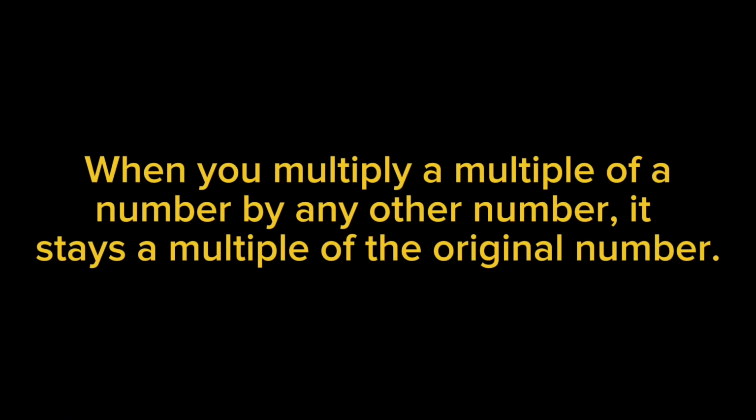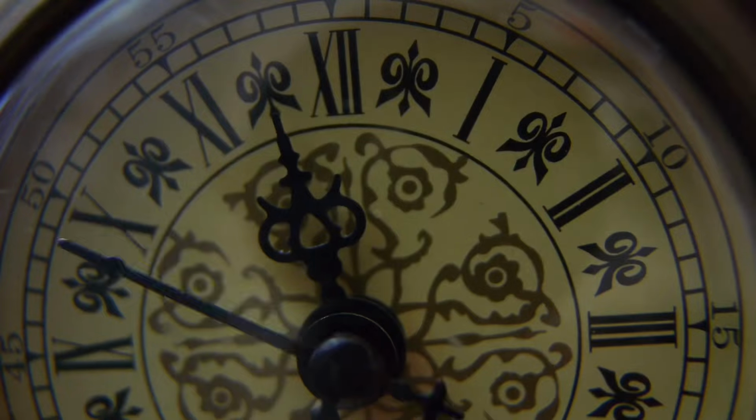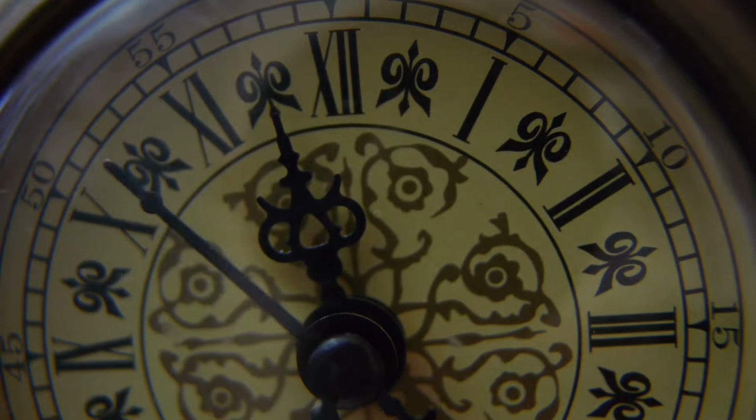First off, one explanation for why many of these numbers are multiples of 3, 6, and 9 is that when you multiply a multiple of a number by any other number, it stays a multiple of the original number. This could give some explanation of what we saw in the first section of time measurement.